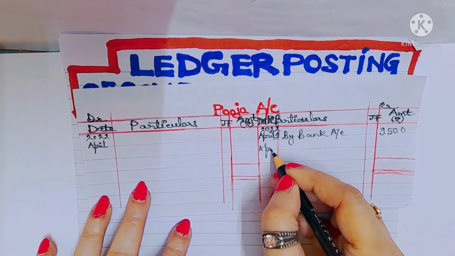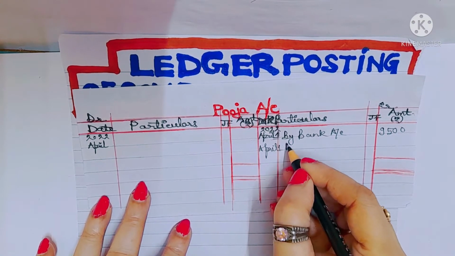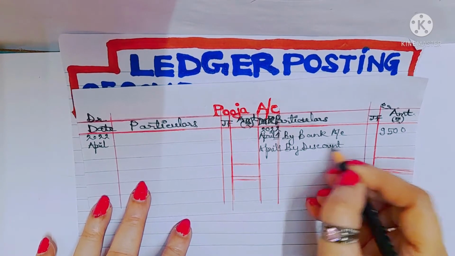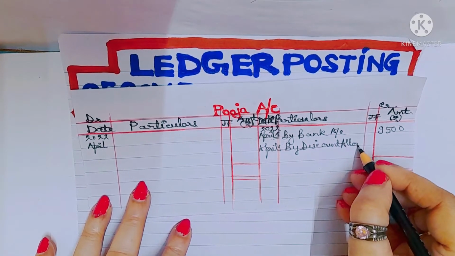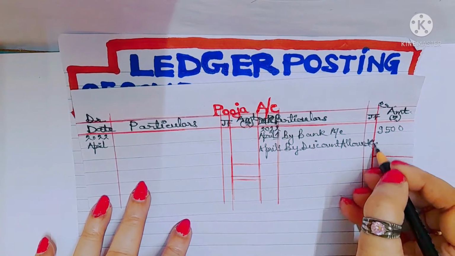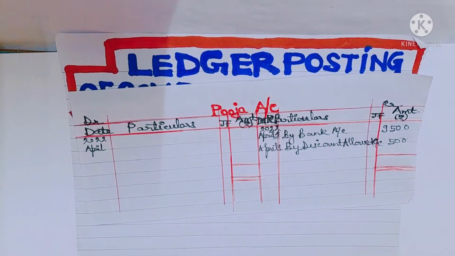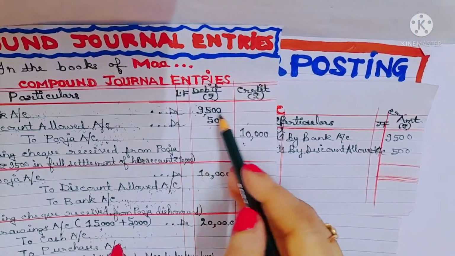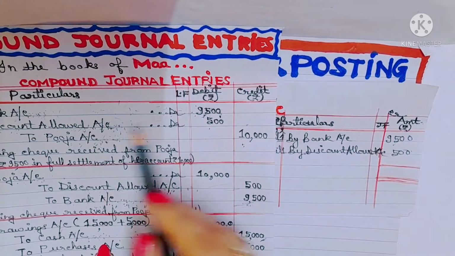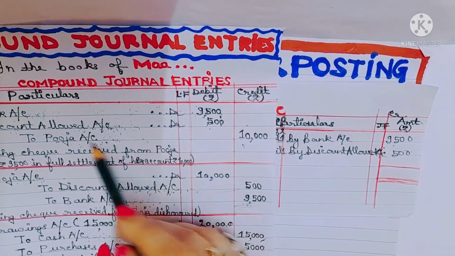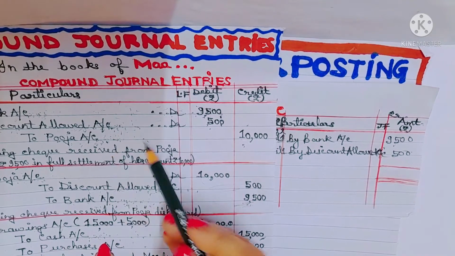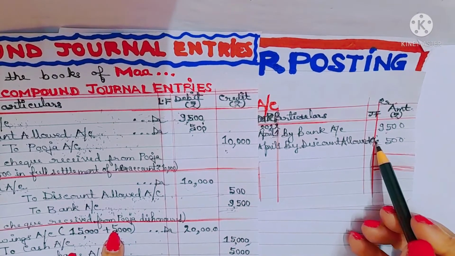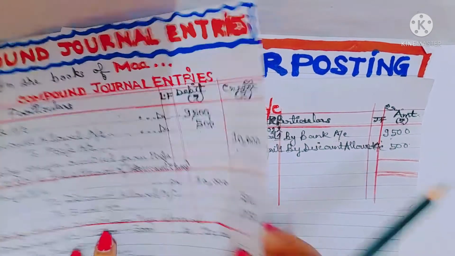1st April, buy, discount allowed account, how much? 500. See here, bank account 9,500, that is what I have written. Discount allowed account 500. Understood? Since puja account is on the credit side, bank account and discount allowed account are appearing on the credit side as well. Understood? Now let's see the next journal entry.